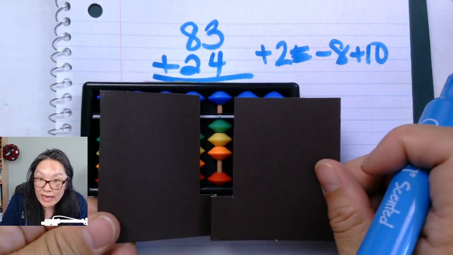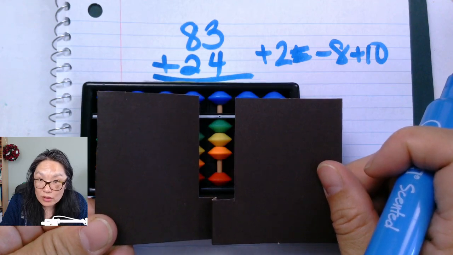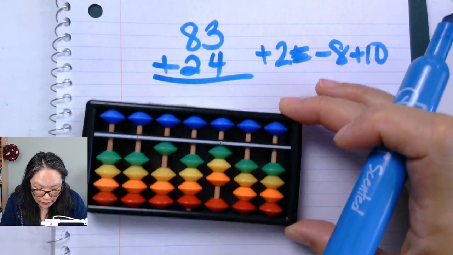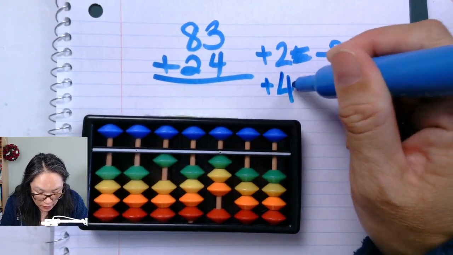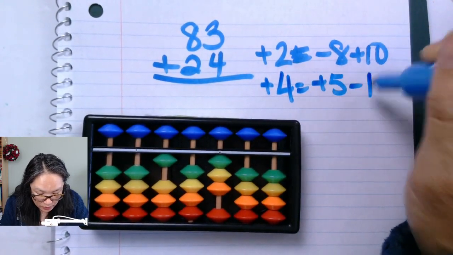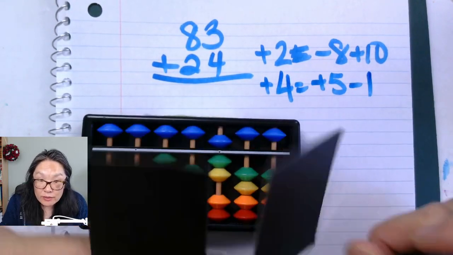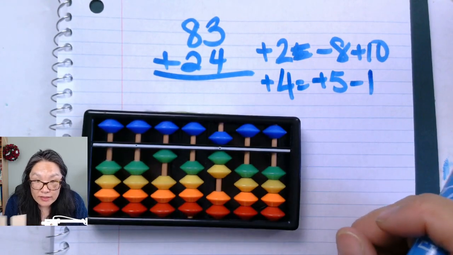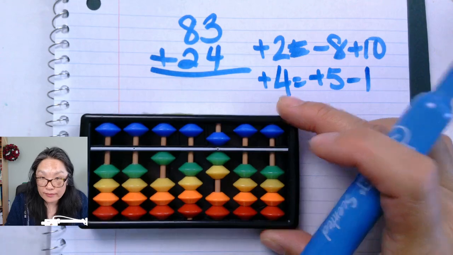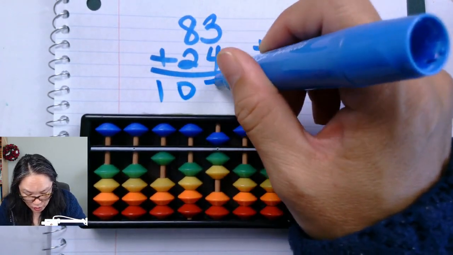And then here we're going to add the 4. Can we add the 4? Plus the 4 is equal to plus the 5 minus 1. So I'm going to plus the 5, and I'm going to take away the 1. So my final answer is 107, just as Blush mentioned. Did that answer your question or no?